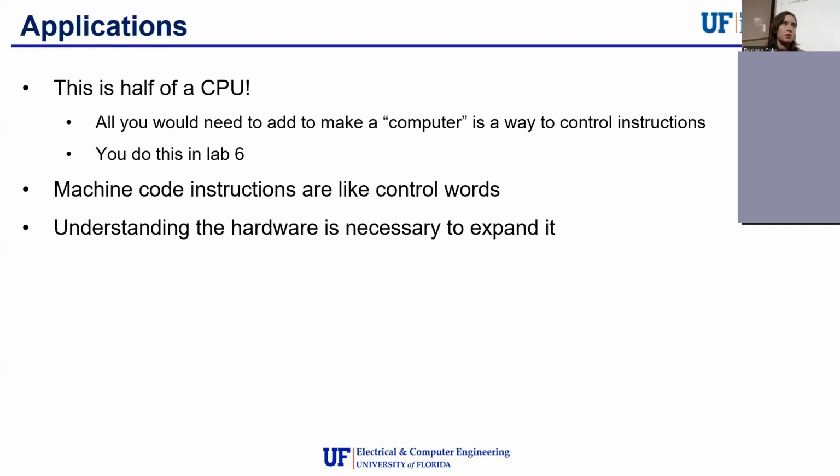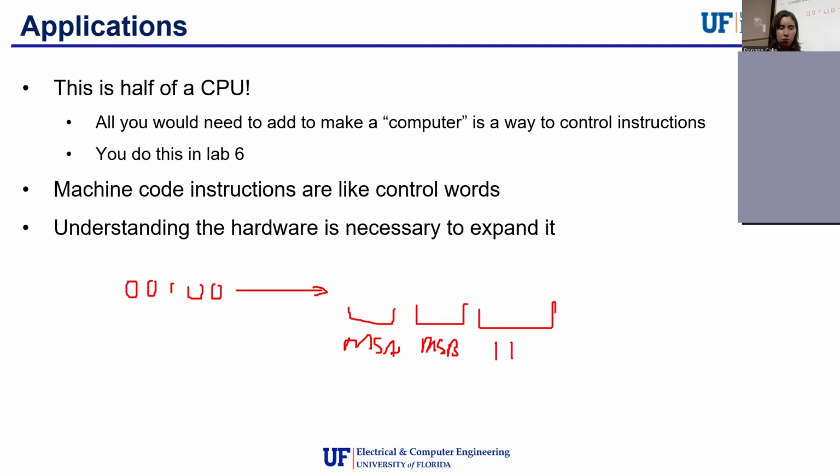What you're going to do in Lab 6 is expand upon this RALU and design a way to translate opcodes. So you might have a code like 0010, and you're going to translate that to a control word, like literally like you made in this lab. So this might translate to adding two things together. So this is the opcode for adding.